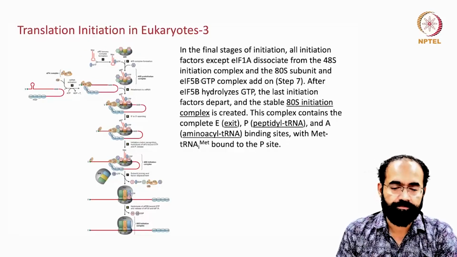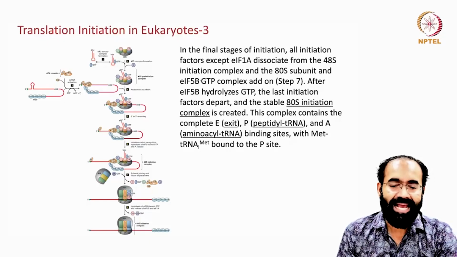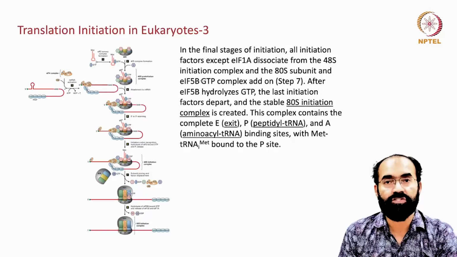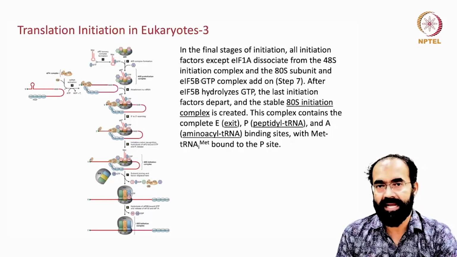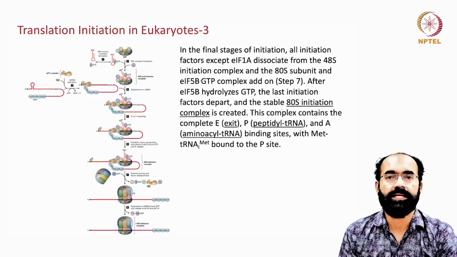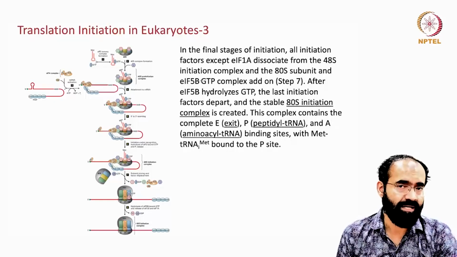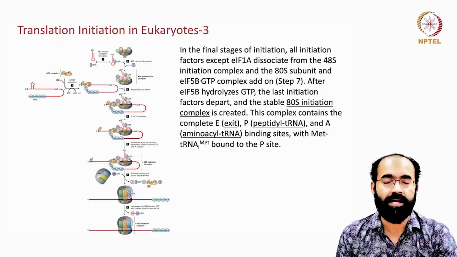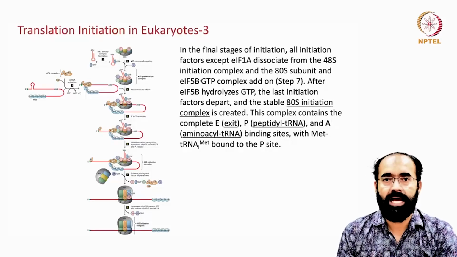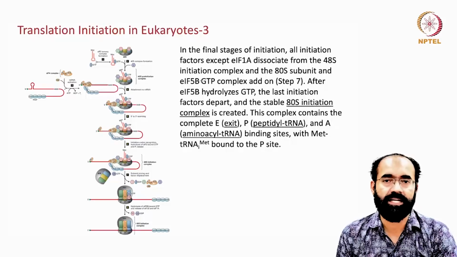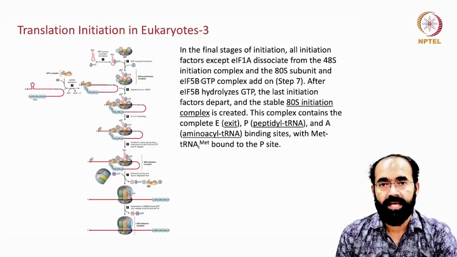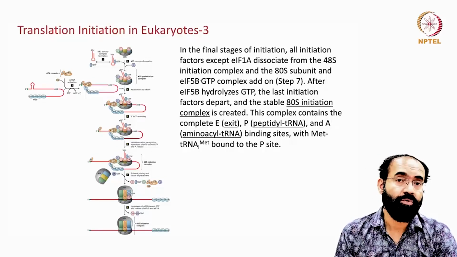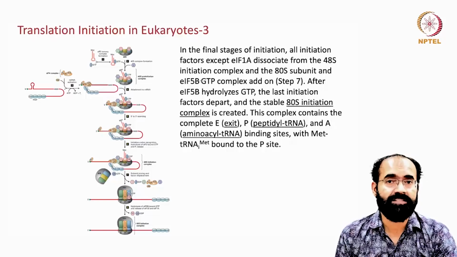What is step number 3? In the final stages of initiation, all initiation factors except eIF1A dissociate. This means the peptide bond formation will continue, because at the A site the tRNA enters and at the P site the peptide bond is being formed. So next, when a tRNA comes with, say, alanine, the first one was methionine which occupied the P site, and the alanine tRNA will enter through the A site, and now you have the methionine and its tRNA in the P site.